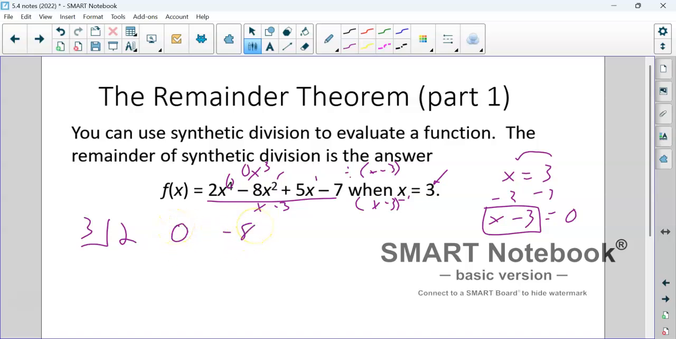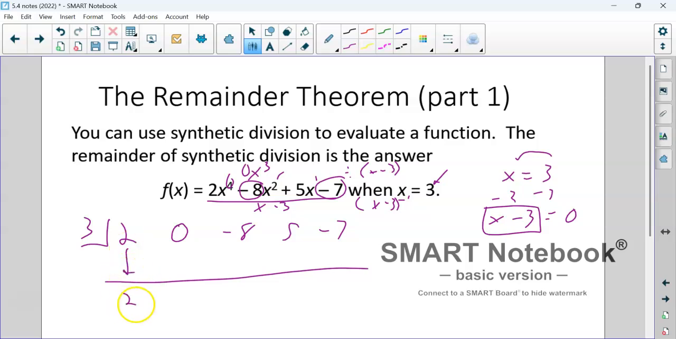Here's our squared. Remember, track the negative with that 8. Common mistake. And if you make that mistake, everything after that cannot be right. 5 is the coefficient of x. And then negative 7, again, the negative stays with it, right there. Now we just do synthetic division.